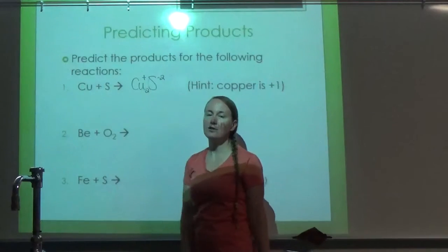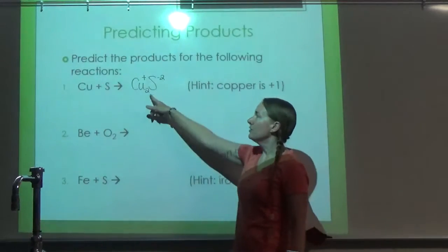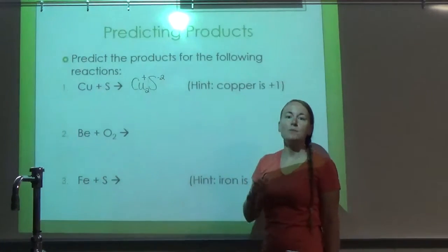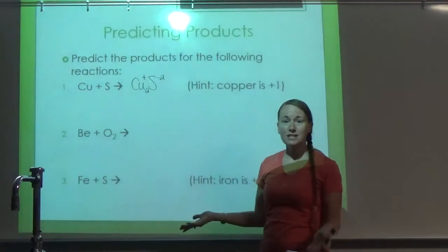Well, yeah, I didn't put a 2 on mine because copper's not diatomic. So why would I put a 2? You have to put your own subscripts when you make your products, when you cross your charges. So how do you fix it? Like, where did the second one come from?